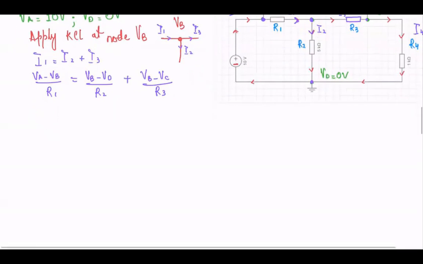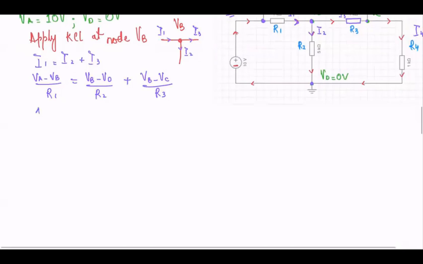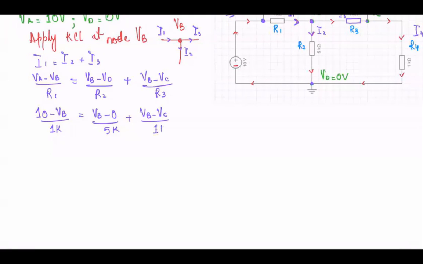Now let's plug in the values. We know VA is 10 volts here, correct? 10 minus VB over R1, which is 1 kilo ohm, so 1K, equals VB, which we need to find out. VD is 0. R2 is 5K. Plus we have VB minus VC, both of which we need to find out. And R3 is how much? R3 is 1K.